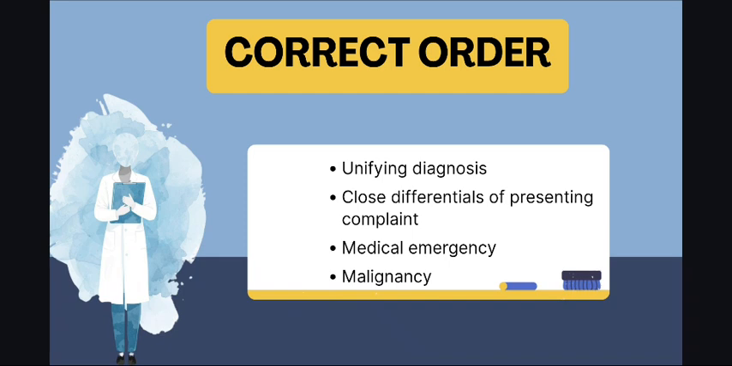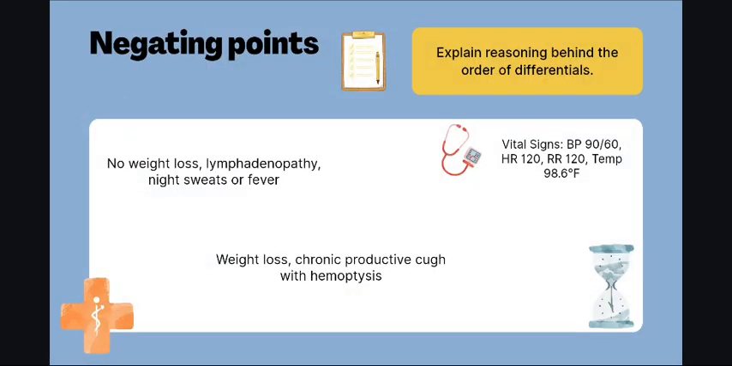Now, this order is not fixed, and the order of differentials would switch based on what the patient tells us. Another important point is to rule out your differential with clinical reasoning and mention the negating points of your third or fourth differential. For example, in a case of productive cough with long duration, you can include malignancy in your set of differentials, but whether it's your top differential or not depends upon your reasoning.